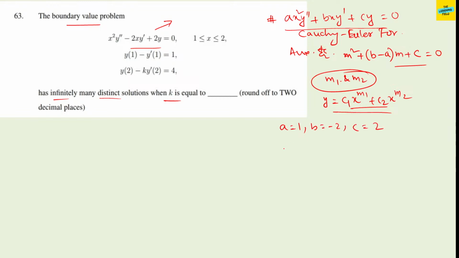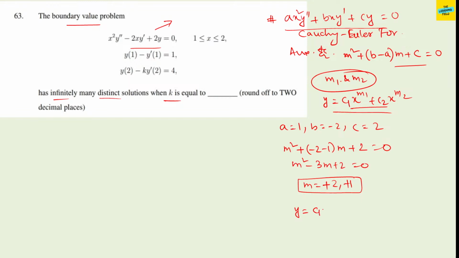Therefore, the auxiliary equation m square plus (b minus a) into m plus c is equal to 0. So m square minus 3m plus 2 equal to 0. So the value of m should be 2 and 1. Fine. So we write the solution y equal to c1 x square plus c2 x. This is the form of the solution.